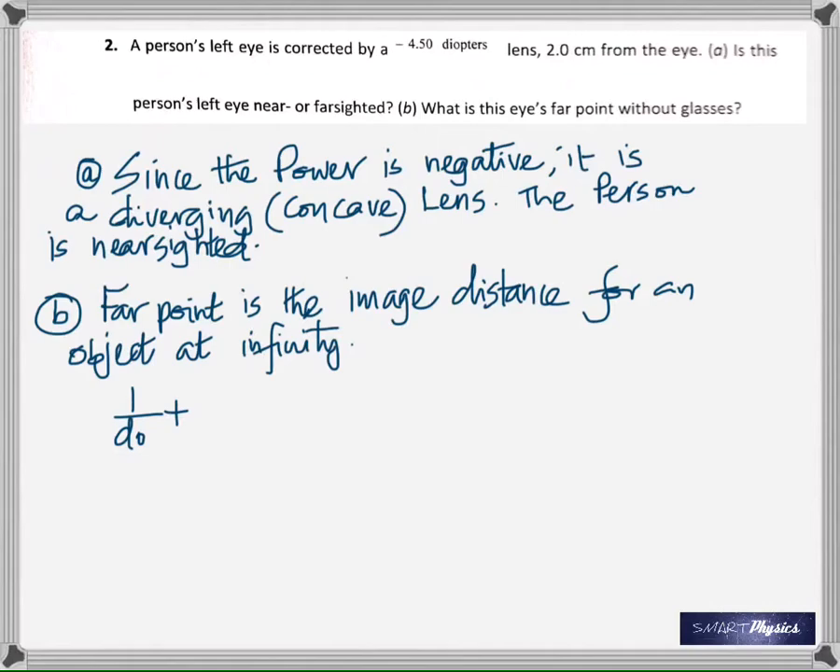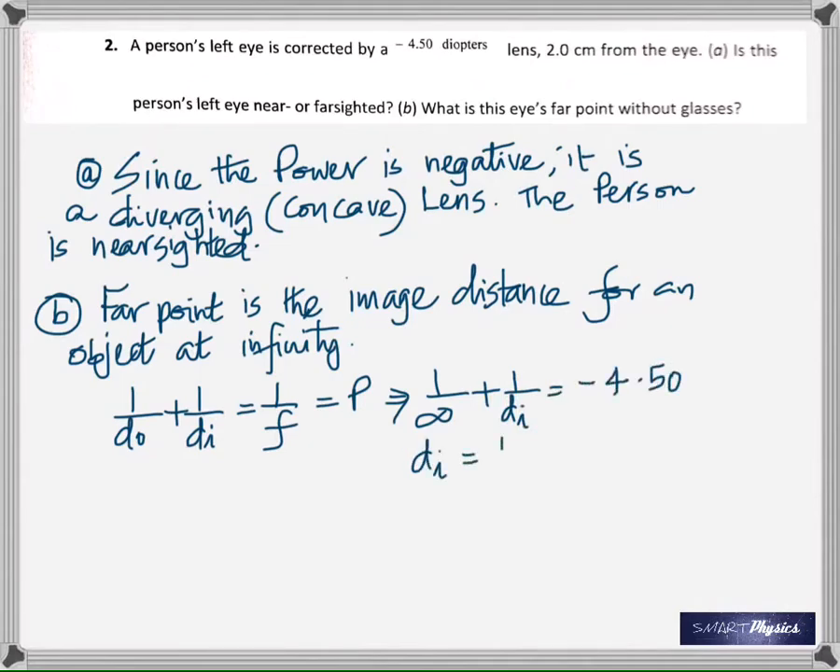When the object is at infinity, the concave lens produces the image at his far point, and then he can see. So to find his far point, you just have to find the image distance for an object at infinity, and which is really easy because DO is infinity and you're looking for DI, and 1 by F is negative 4.5 because that's diopters. So DI is the reciprocal of that, and you get minus 22.2 centimeters.